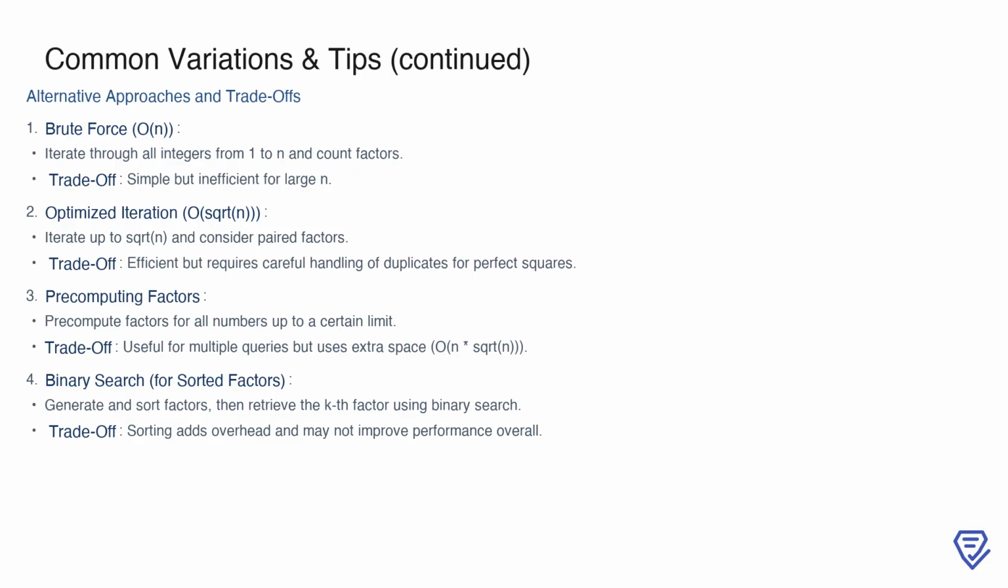Another option is pre-computing factors for all numbers up to a certain limit. This is useful when you need to handle multiple queries, but it comes with a higher space requirement, specifically O(n sqrt n). Lastly, using binary search on sorted factors is another alternative. While this approach is useful in some scenarios, generating and sorting the factors introduces additional overhead, which may not always result in better performance. Choosing the right approach depends on the problem constraints and the trade-offs you're willing to make.